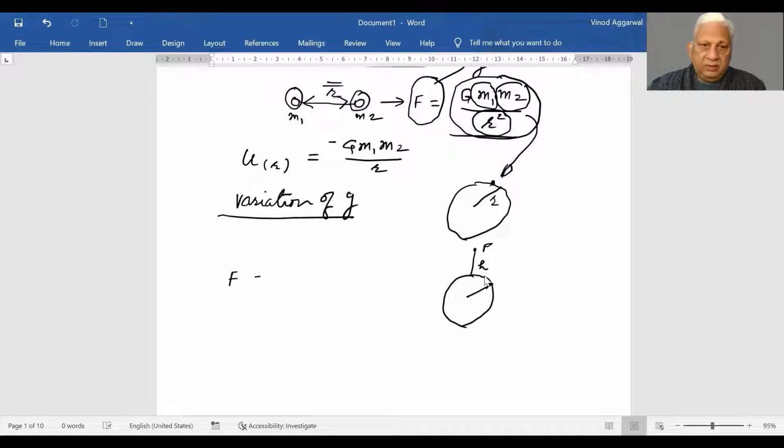Again same thing: gravitational constant, mass of one body, mass of another body, which in our case is mass of Earth, divided by r square. But what will be r in this case? R will be taken from here to the center of Earth, which will be R plus h. Okay.